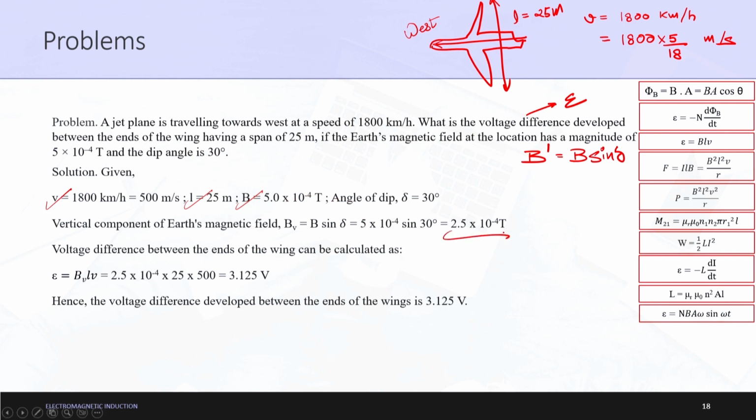minus 4 Tesla. The voltage difference is nothing but a direct use of the formula, that is equal to BLV. Hence B is given to you, L is given to you, and velocity is given to you. Directly using all the mathematical terms, we get the value of EMF produced as 3.125 volts. Hence the voltage difference developed between the ends of the wings is 3.125 volts.